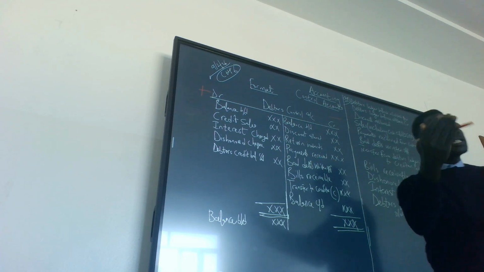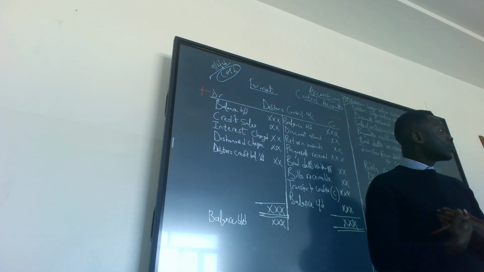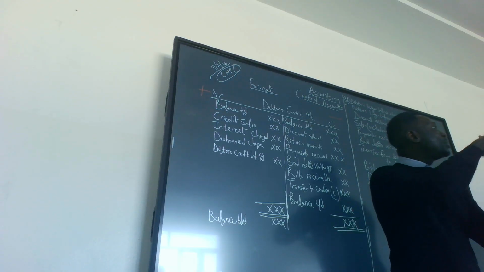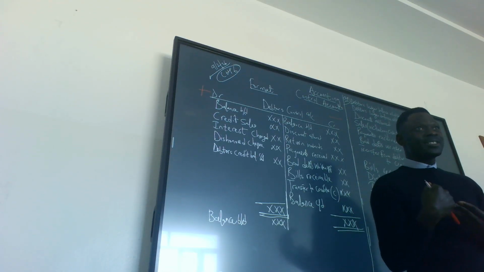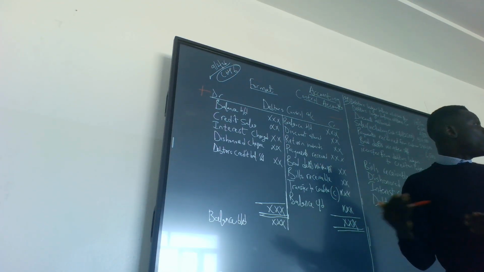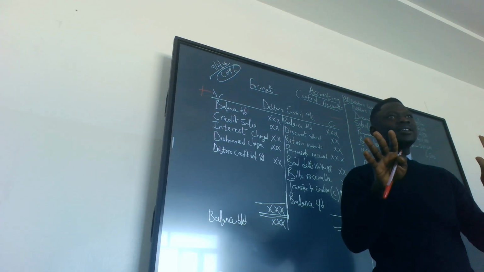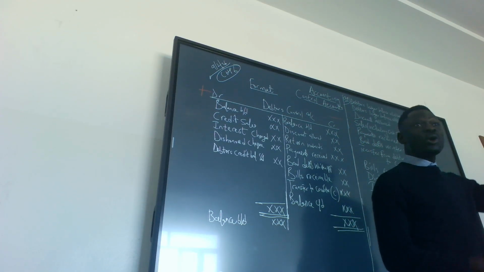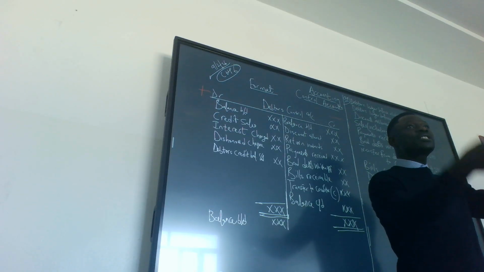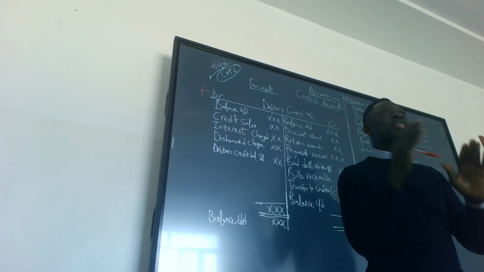Payment received. Now you receive the payment from your customer. That means your debtor has reduced. It is minus. Bad debt written off. Some of your customers did not pay back. As soon as you sell on credit to your customers, it is expected that some of them will not pay back.